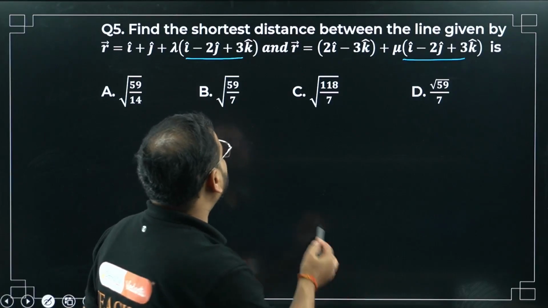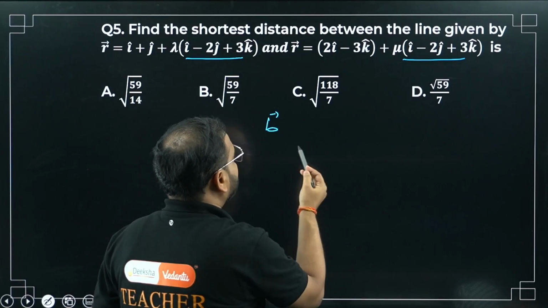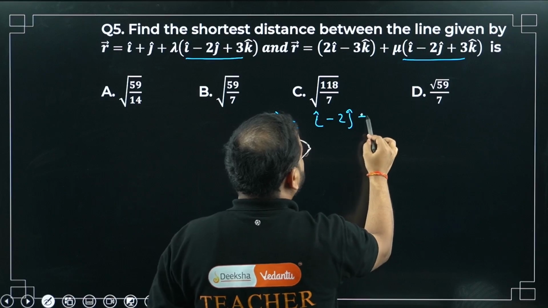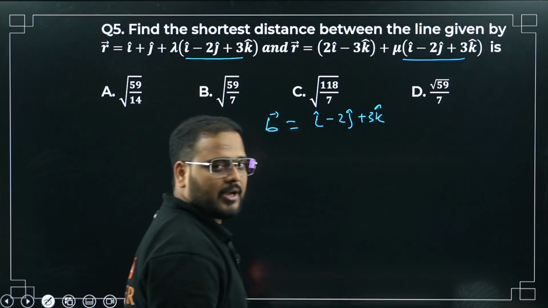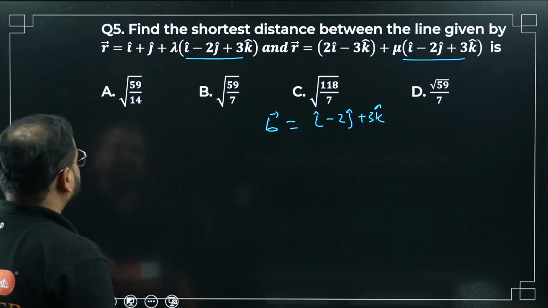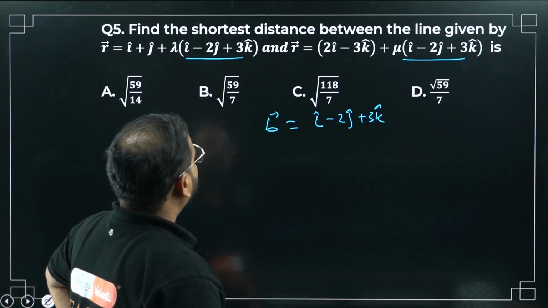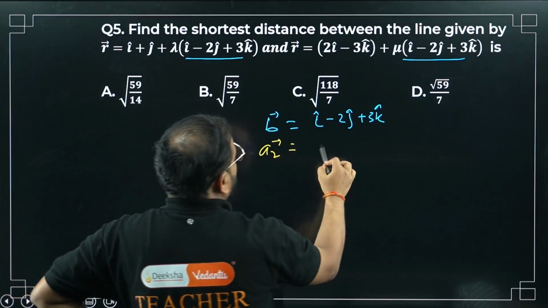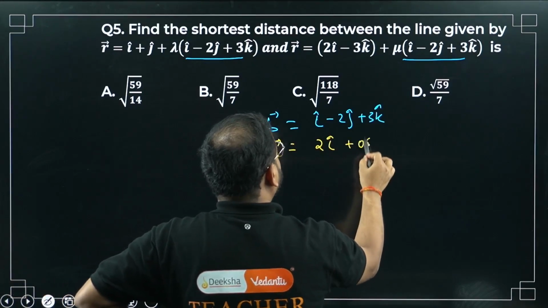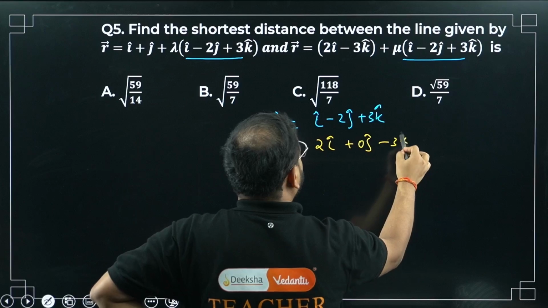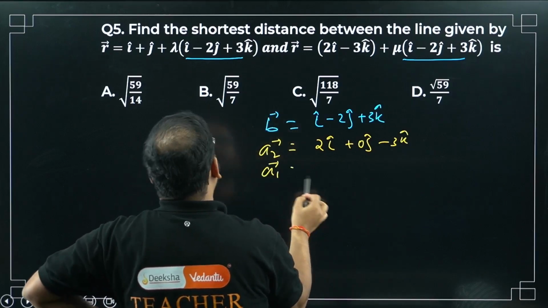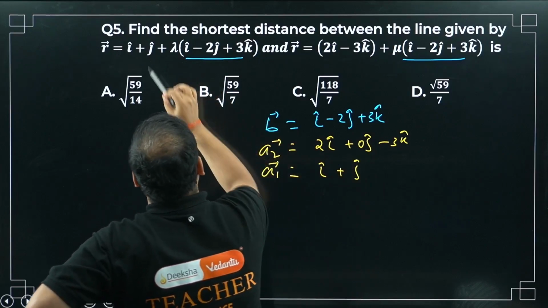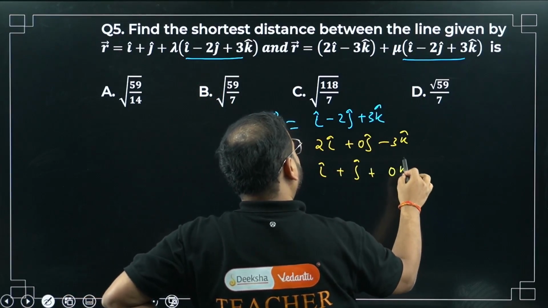So first of all, parallel means what? I can take the vector b simply as i minus 2j cap plus 3k cap. Okay, sir. What about this? What is a2, sir? Vector a2 is going to be 2i cap plus 0 j cap minus 3k cap, and vector a1 is, from here, i cap plus j cap plus 0k cap.